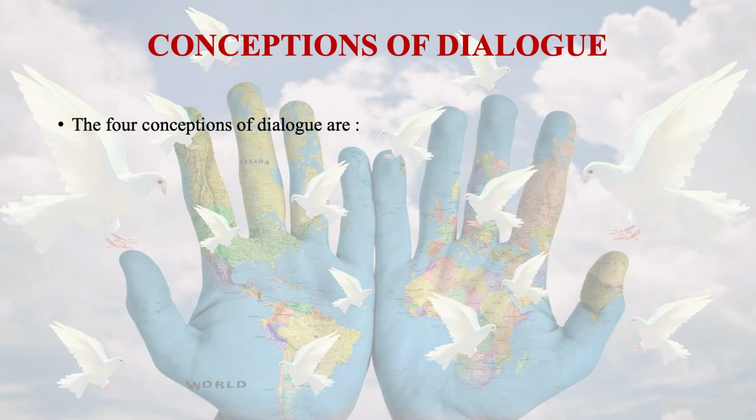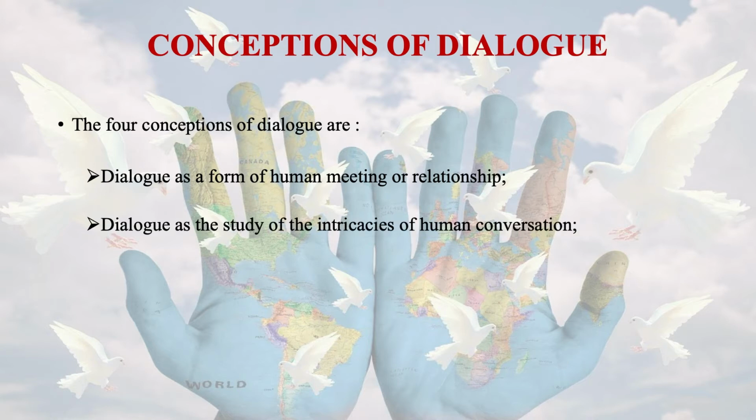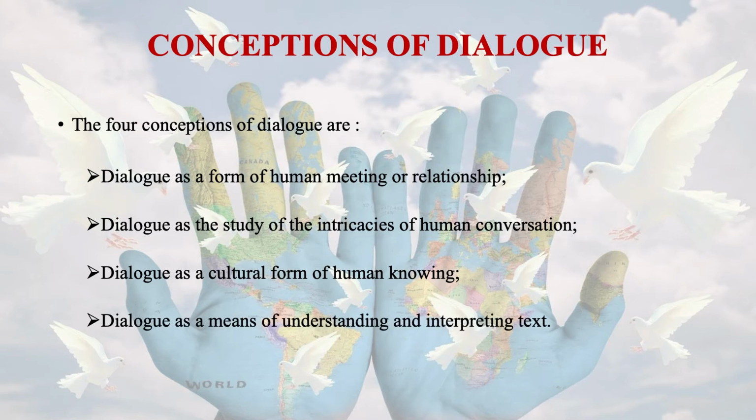There are four different concepts of dialogue. What are those? The first is that dialogue is a form of human meeting or relationship. Dialogue is also the study of intricacies of human conversation. Dialogue is also a cultural form of human knowing. And finally, dialogue is a means of understanding and interpreting text. So dialogue is a form of human meeting and relationship, a study of intricacies of human conversation, a cultural form of human knowing, and a means of understanding and interpreting text.